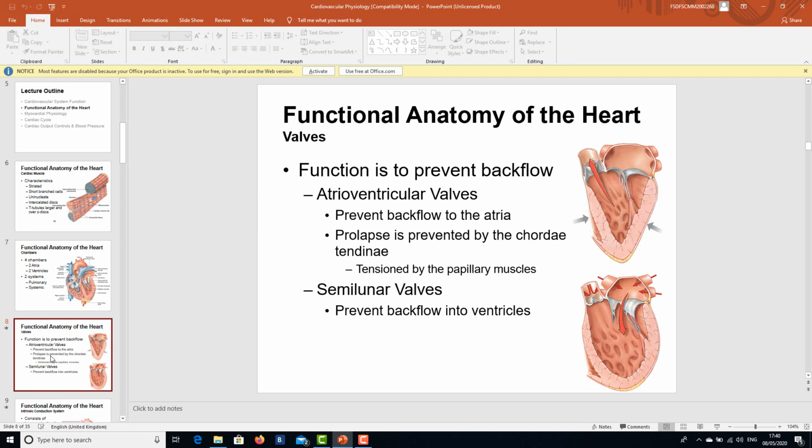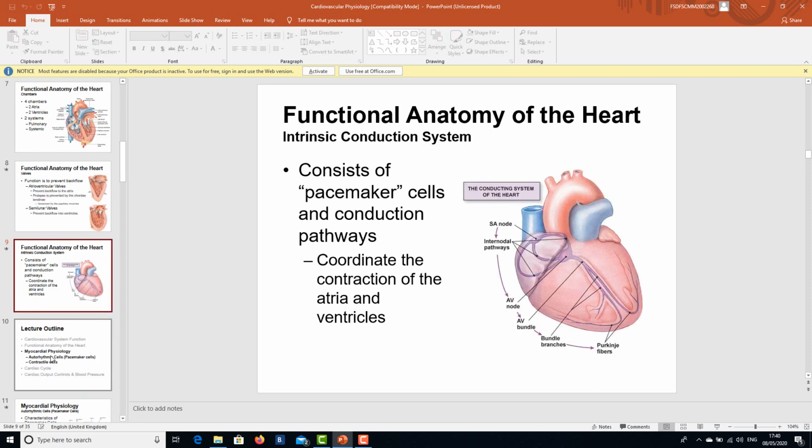Semilunar valves, they prevent the backflow into the ventricles. Now the functional anatomy of the heart: there is presence of the intrinsic conduction system. This system consists of the pacemaker cells, which are 1% of the entire population of the heart muscles, and conduction pathways. They coordinate the contraction of the atria and ventricles.